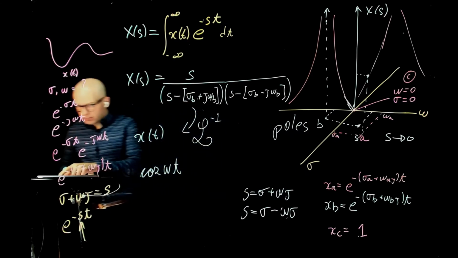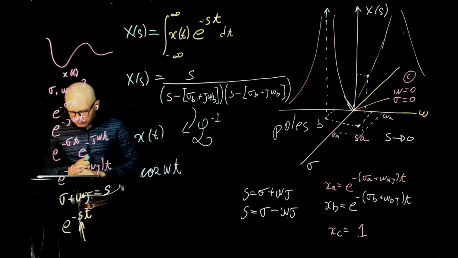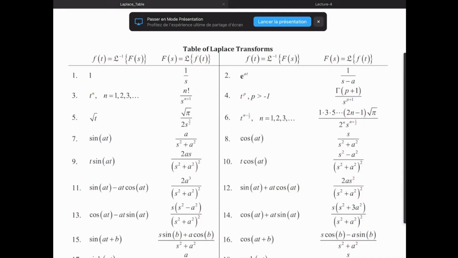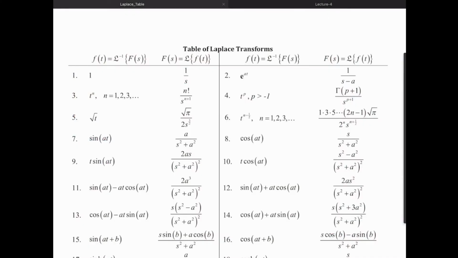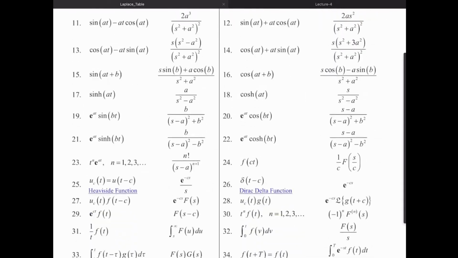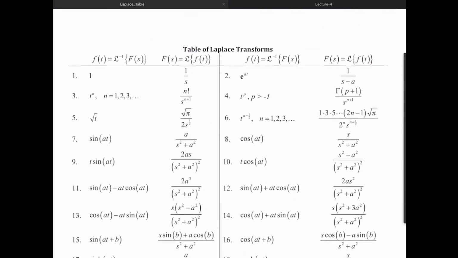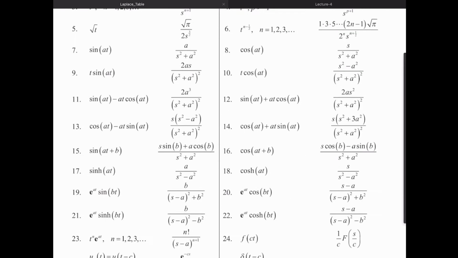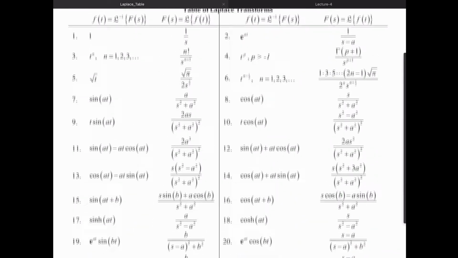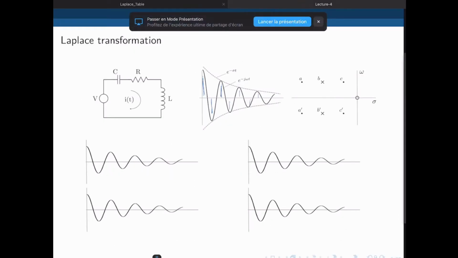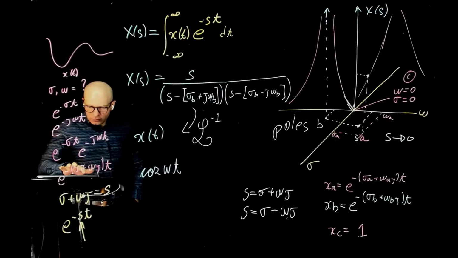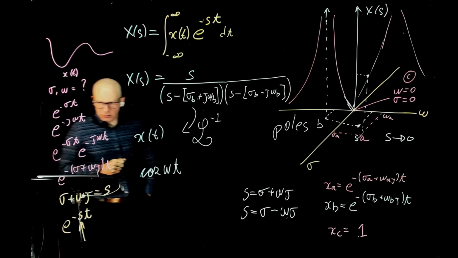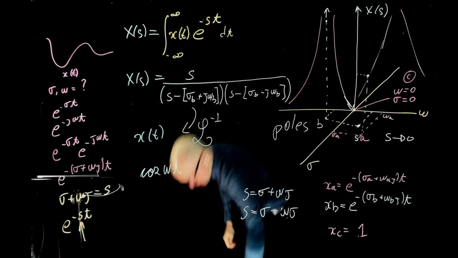So this table is posted. Here it is, it's posted on Brightspace. These are all the functions that we are going to use that we have taken the Laplace transform of. Okay, we're going to use this table throughout the term. Any questions here? Any questions so far?